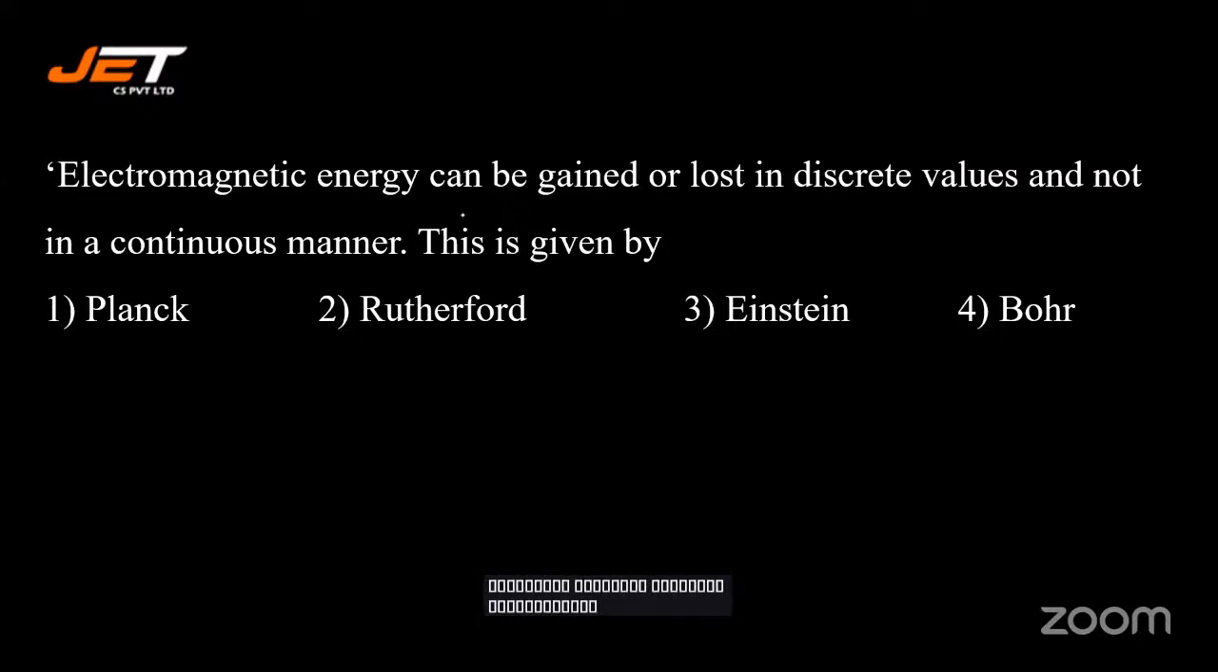Electromagnetic energy can be gained or lost in discrete values and not in a continuous manner. This is an important postulate given by the following scientists. So you have to identify which scientist has given this: Planck, Rutherford, Einstein or Bohr. Let us see who will answer this question.